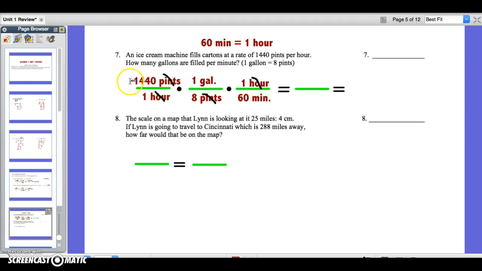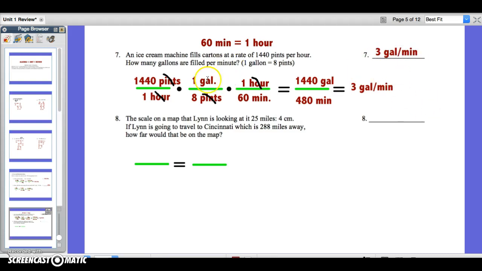So multiplying straight across here, 1,440 times 1 times 1 is going to be 1,440, and that's gallons. Then on the bottom, I'm going to do 1 times 8 times 60. So multiplying those things on the bottom, I get 480, and the unit left on that would be minutes. So then divide these two numbers out, I end up getting that it's a rate of 3 gallons per minute. And then you can write that fraction or that rate on your answer line.